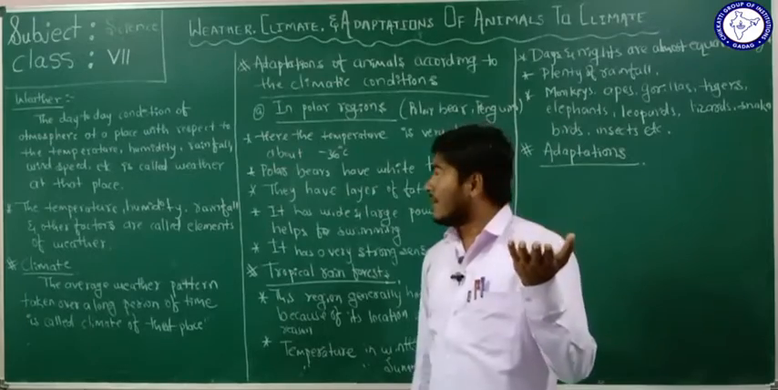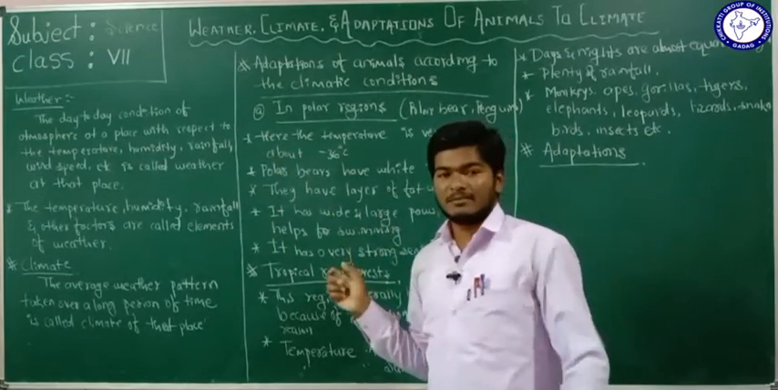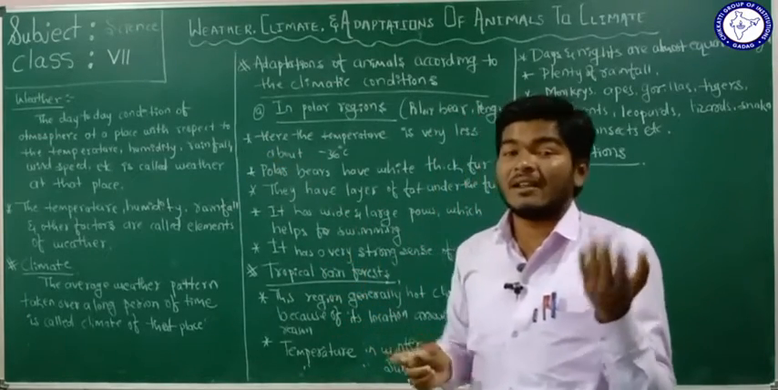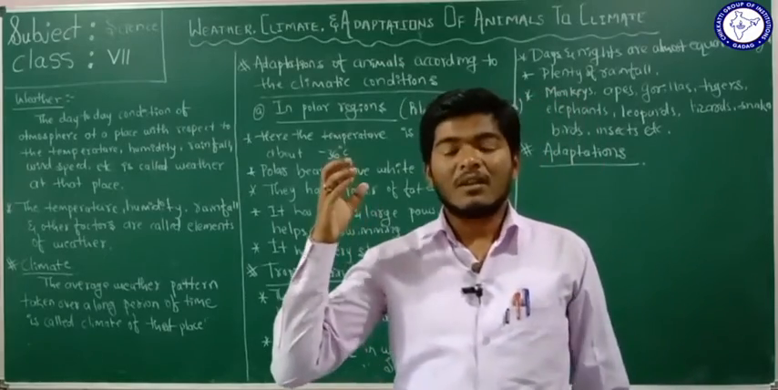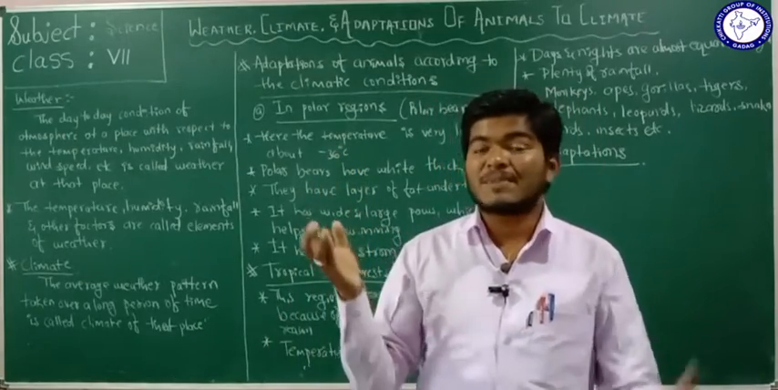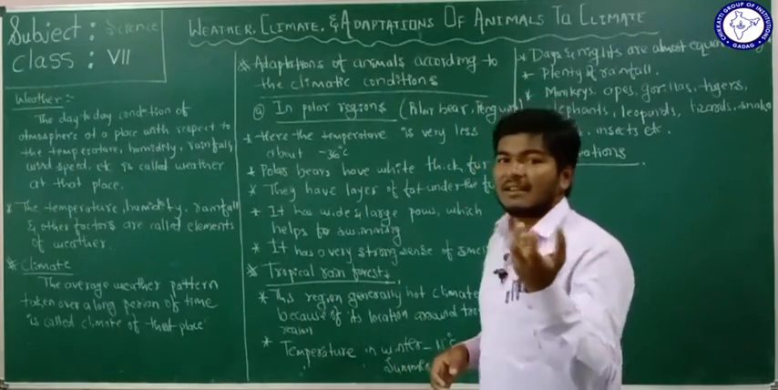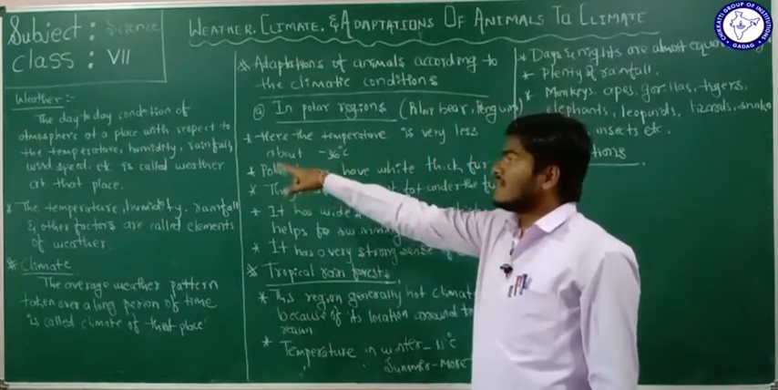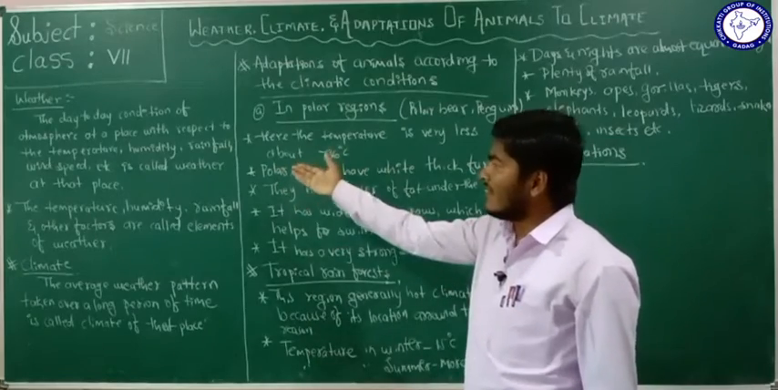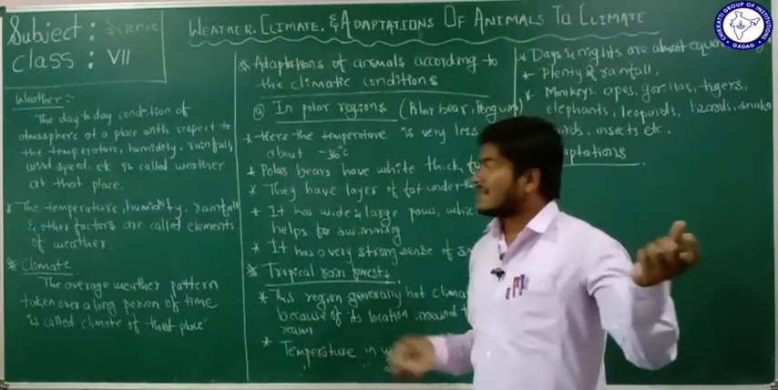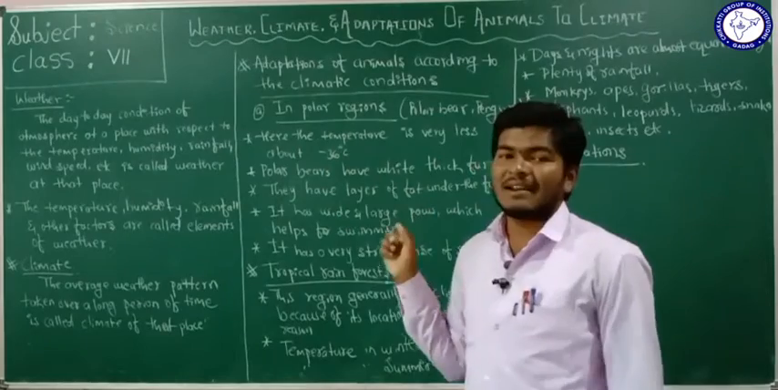What is the temperature? What is the humidity? What is humidity here? It is the amount of water present in the air, or the amount of wet air present in the atmosphere, that is nothing but humidity. And the rainfall and wind speed, etc., are called the weather at that place.